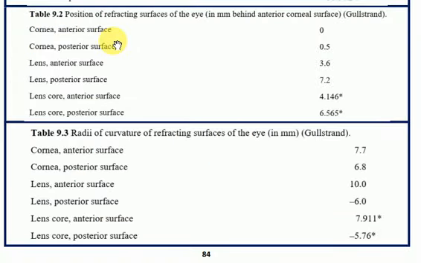In order to calculate the cardinal points, the radii of curvature and the distance separating the refracting surfaces must also be known. These have been determined experimentally by several observers. As in the case of any anatomical measurement, there is some physiological variation and the values given are the means.